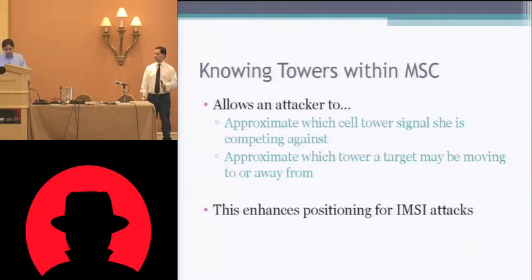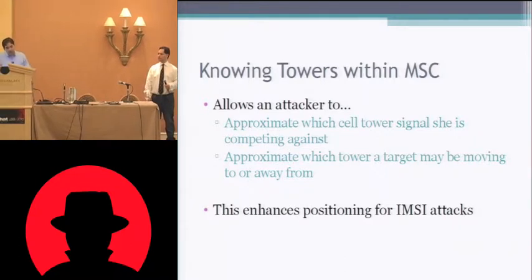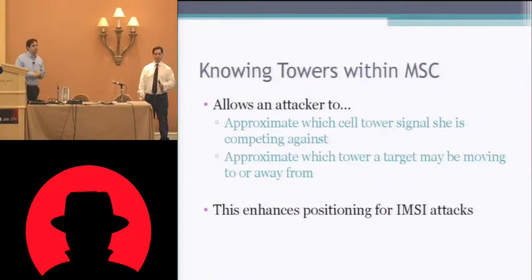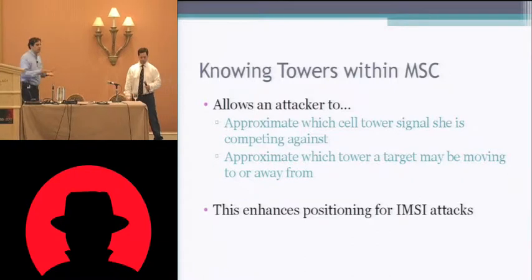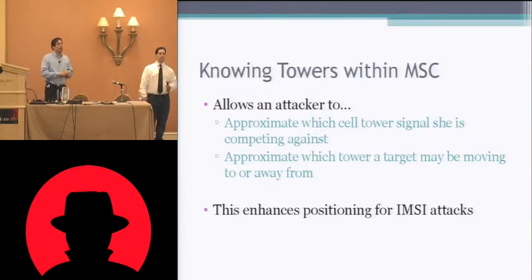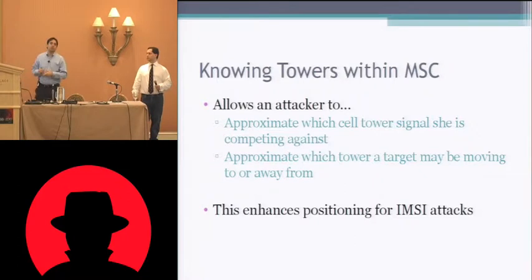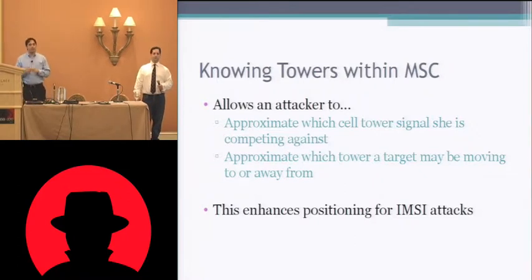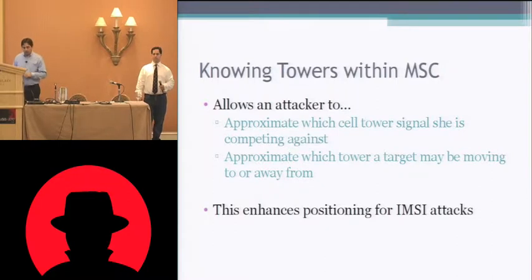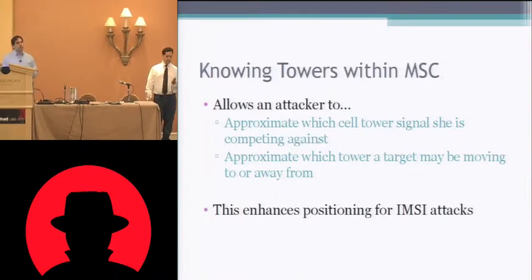It just allows an attacker to approximate which cell tower signal they'll be competing against. So if you know that a person is in Denver, you go to Denver, you got your IMSI catcher with you, you do other intelligence gathering on this person, you know that they're going to be at this particular cafe through some other source, and you go there, you will be able to look up in relation to that location what other cell towers are around you, how far away they are.